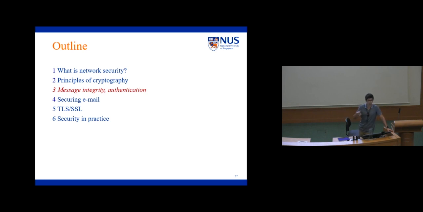I can perhaps add a few words. When you say the weather is good, I can add other words and say the weather is not good. So I can tamper with messages. I can forge new messages. And message integrity and authentication are our security mechanisms to prevent that kind of attack.